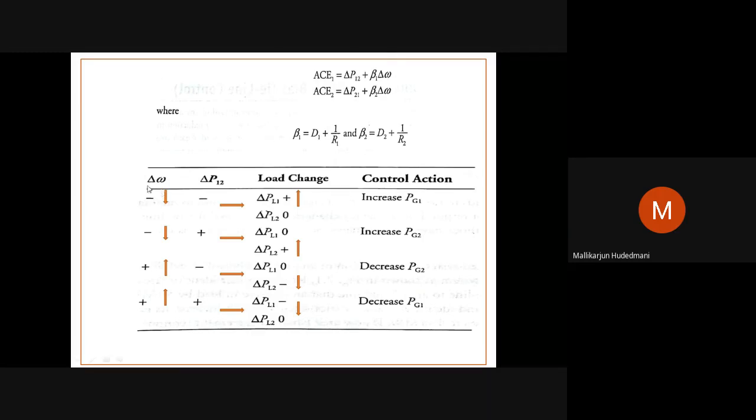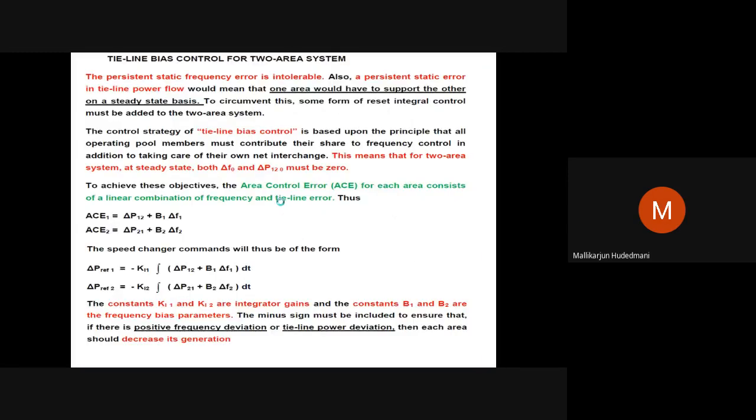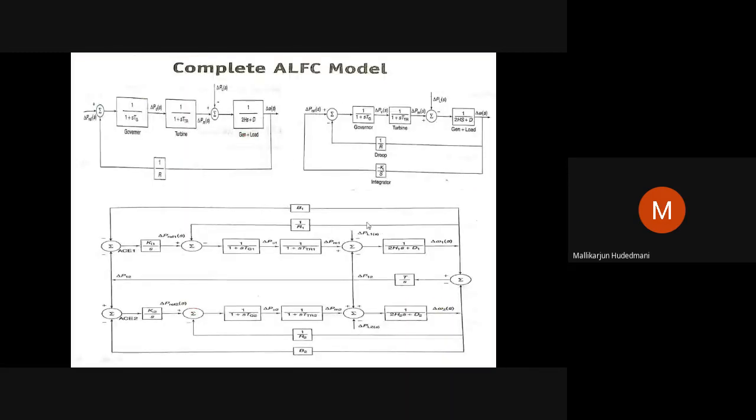Let's observe delta omega as one column. Delta P12, the power exchange among the areas, as one column. And load change: delta PL1 is the load change. Here, if I go back and show you, delta PL1 is the load change here. Delta PL2 is the load change. Load change may occur in area 1, area 2, or side by side in both the areas, whatever is the decision, depending upon case 1, case 2, case 3. Change may occur in any one of the areas or in both the areas.